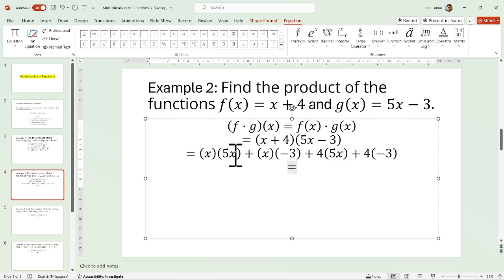And we have, simplifying, x times 5x. This is 5, adding the exponents, 1 plus 1, we have x squared.